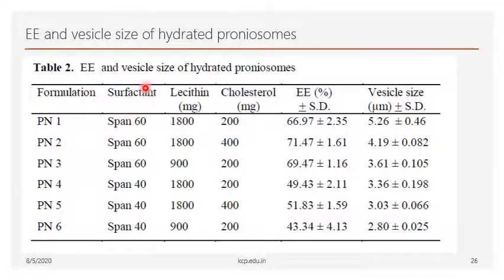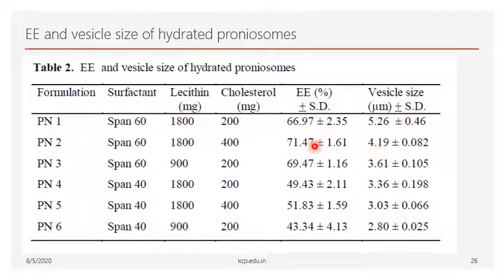And this is the overall table for entrapment efficiency and vesicle size. You can see that for entrapment efficiency, PN2 gives more than the others, 71.47%. And when it comes to vesicle size, the last one, PN6, is very small compared to the others, at 2.8 micrometers. If you see PN2, it gives 4.9 micrometers.